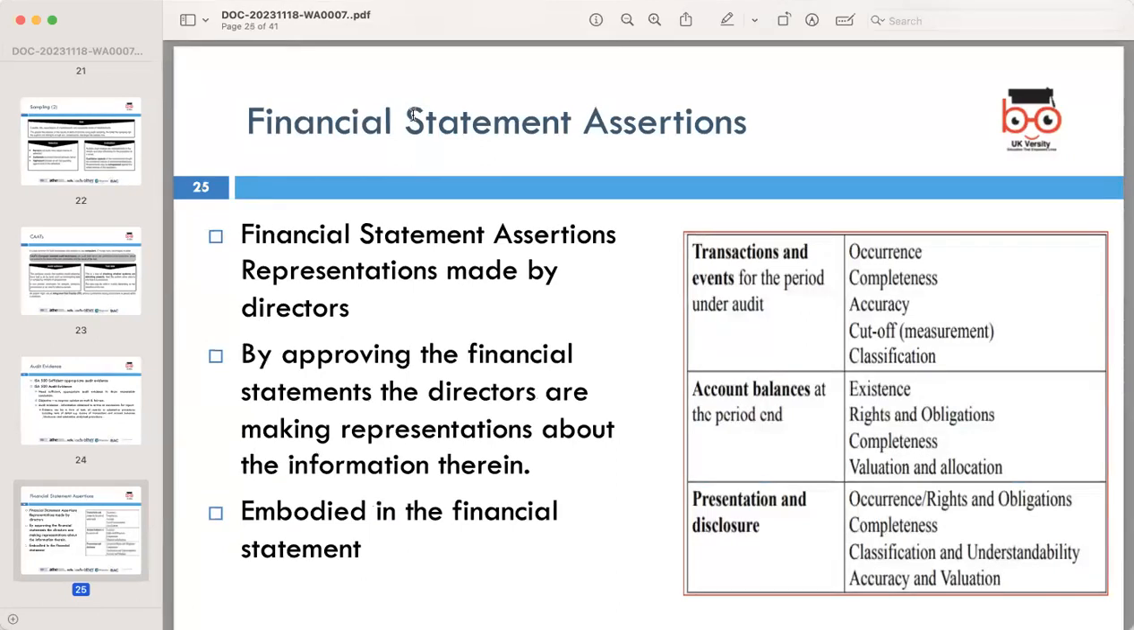Financial statement assertions. Financial statement assertions are representations made by directors. So we are essentially looking at the promises or statements that company directors make when they are giving their stamp of approval to the financial statements. The first set deals with transactions and events during the period under audit. So imagine this as a timeline of everything that happened. So, occurrence.